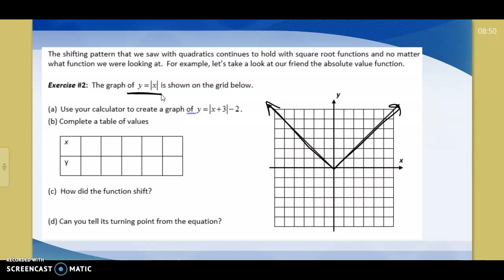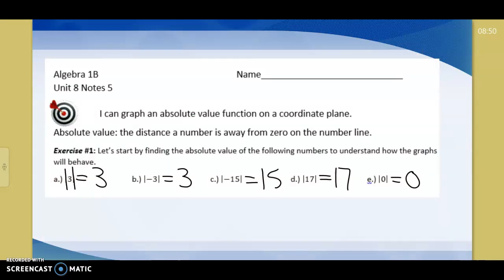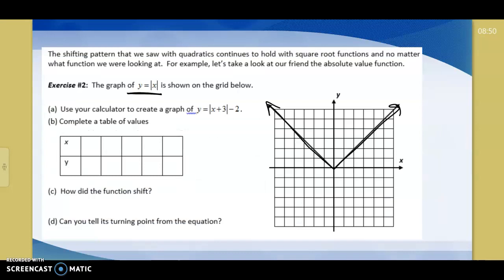So we're going to compare that to an absolute value function that has a little bit going on. So we're going to add 3 inside the absolute value, and then outside of it, subtract 2. Now this should look familiar because this is kind of like what a square root function does. Inside the square root we add or subtract, and then outside we do a little bit more.